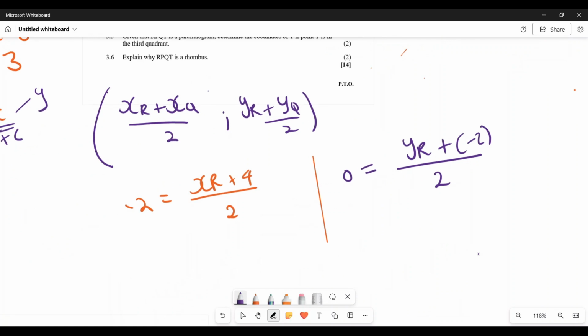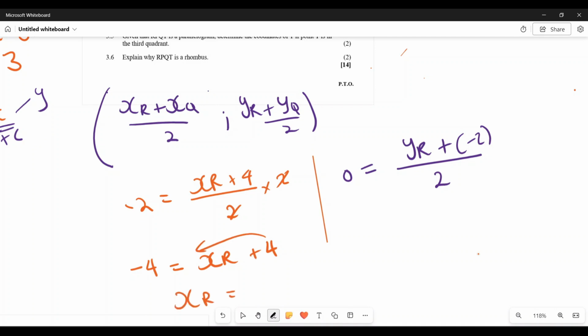Now, solving for my x at R, I'm going to multiply both sides by 2 to get rid of this 2. So basically, on the other side, I would have -4 is equal to x at R plus 4. Now, taking the 4 to the other side, it becomes a minus, and -4 minus 4, my x at R will be -8.